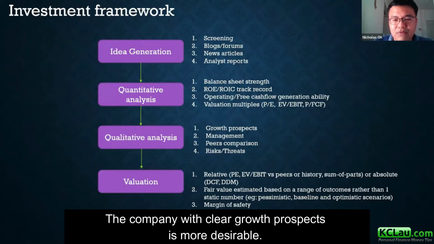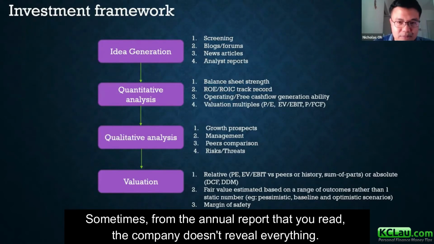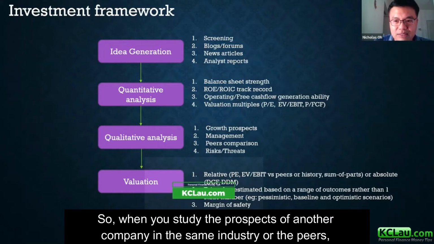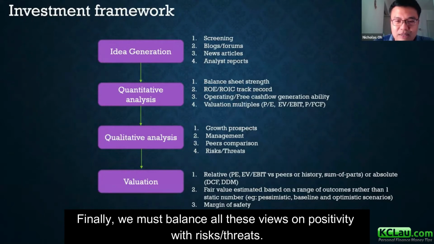A company with clear growth prospects is more desirable. So I often look for signs of alignment of interest between management and shareholders. Because sometimes the annual report that you read, the company doesn't reveal everything. They only reveal what is necessary. So sometimes when you study the prospectus of another company in the same industry, the peers, you can get more information on the industry.